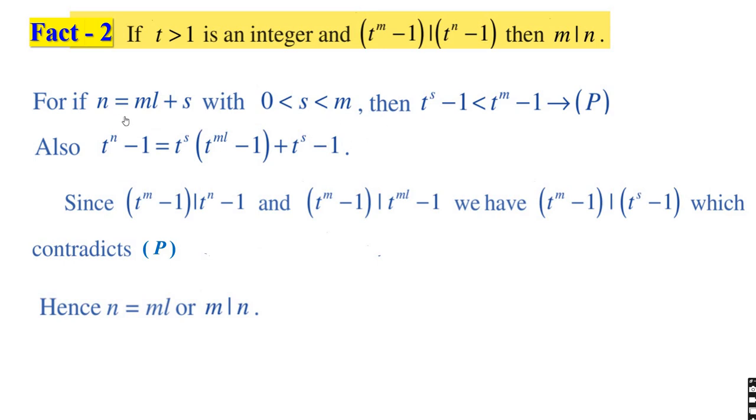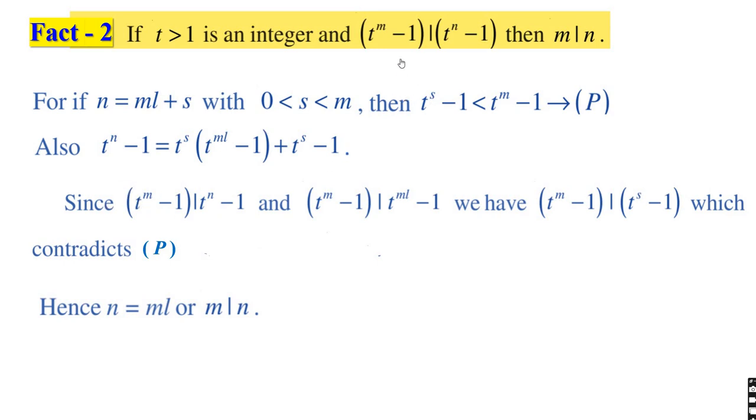So now suppose we have this to be true, where s is less than m. If s is less than m, t^s will be less than t^m. So t^s minus 1 will be less than t^m minus 1. We shall name this as statement B. Now you consider t^n minus 1. This n is replaced by ml plus s, and then you add and subtract t^s. So you get this step. So t^n minus 1 is rewritten in this way.